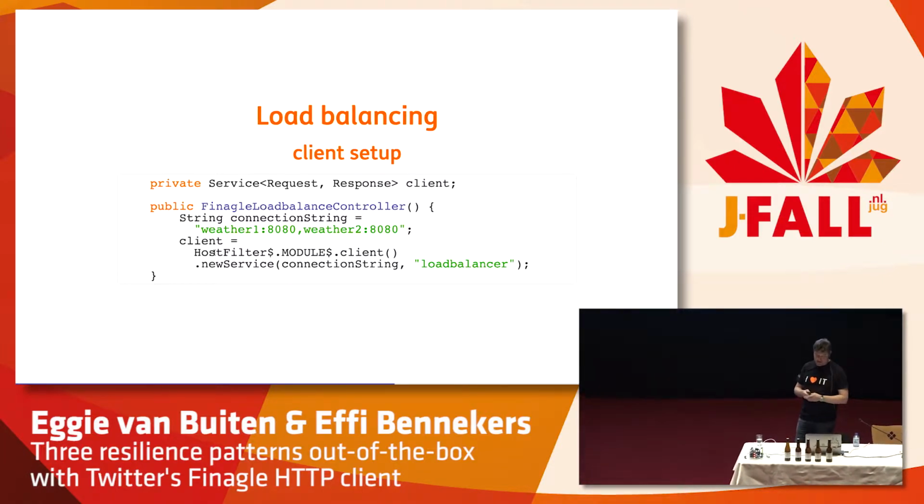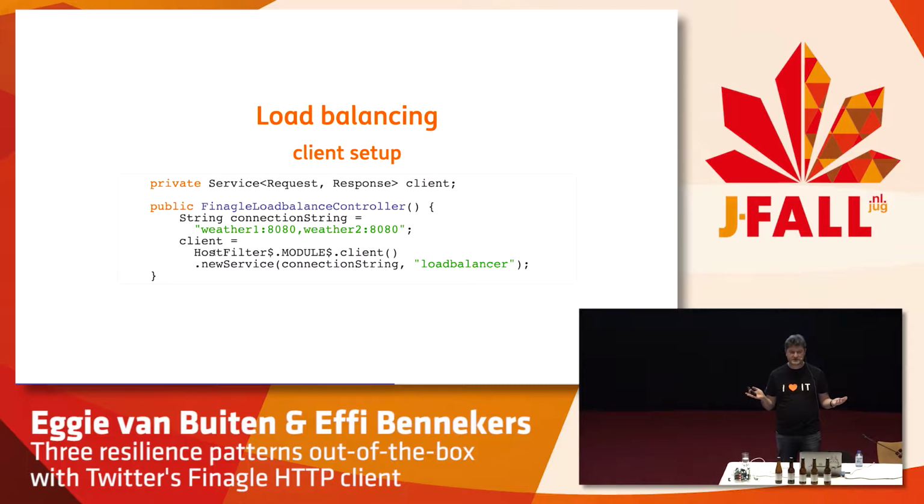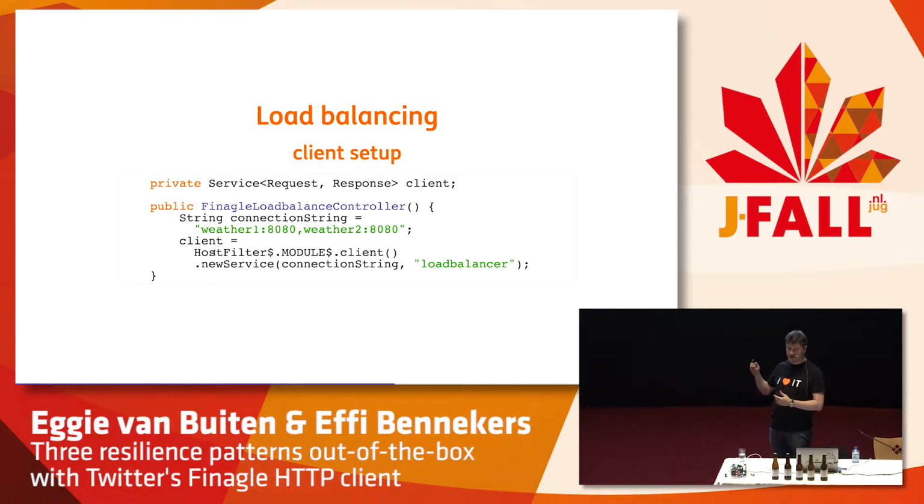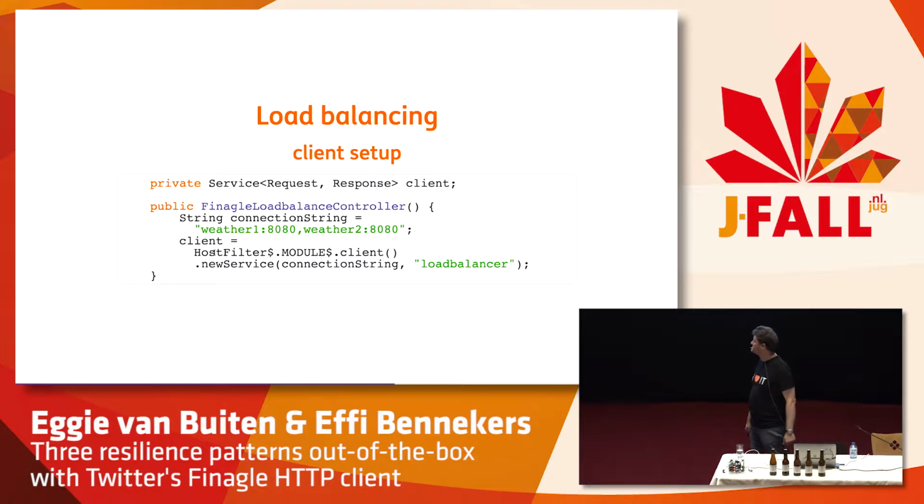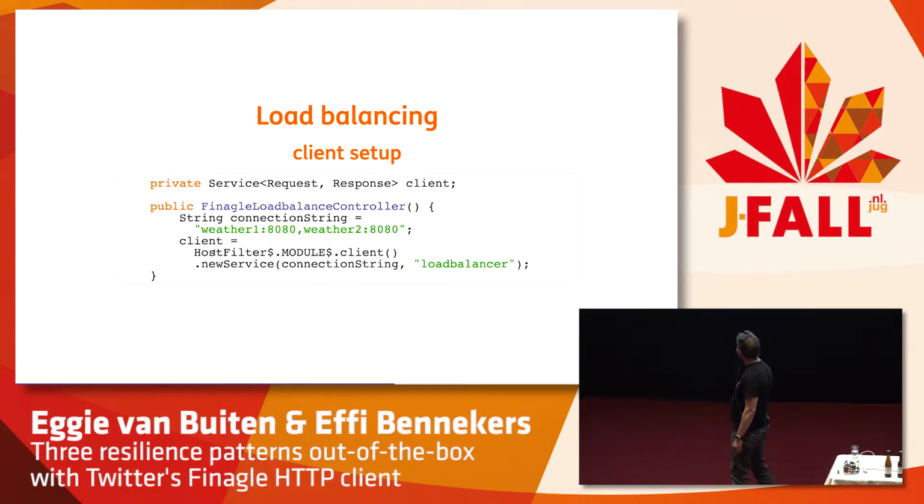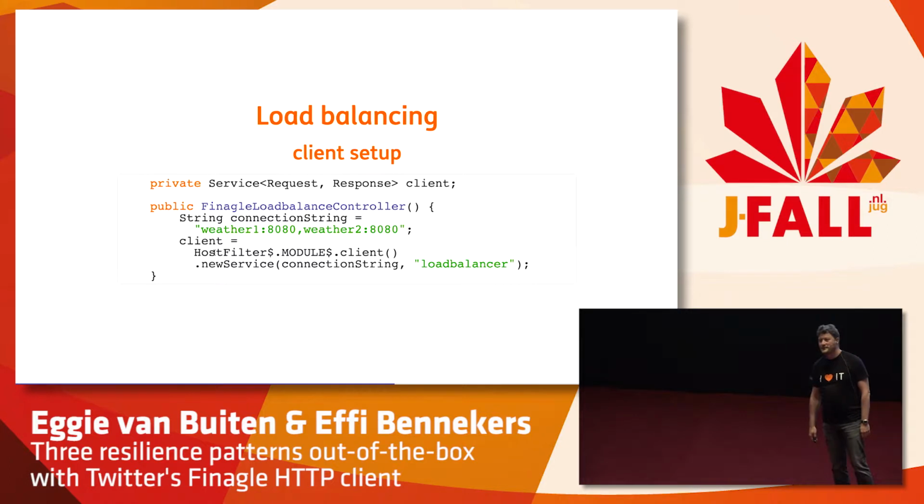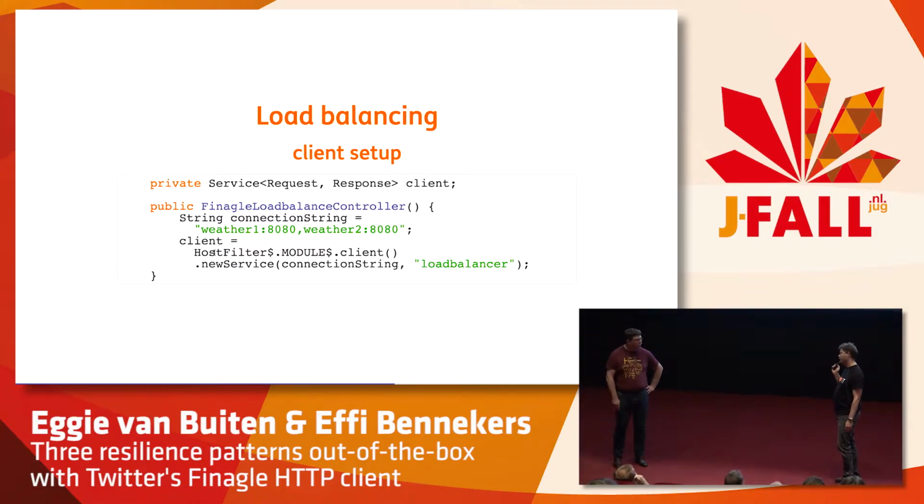All right. First, we start with a simple connection string. This is connecting to some hosts called weather1 and weather2, which are the hosts of the services here. And we create a client. We just call new service on it with this connection string and give it a name. In this case, we call it load balancer, but it could have been anything. Effi, what are those funny dollar signs in there? Oh, the host filter dollar, module dollar. Well, that's something from Scala. Finagle is written in Scala, and these are some of the things that you get when you use Scala libraries.